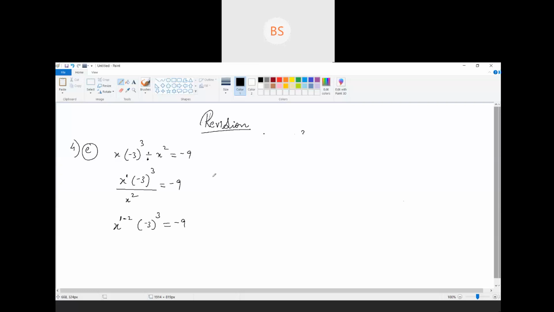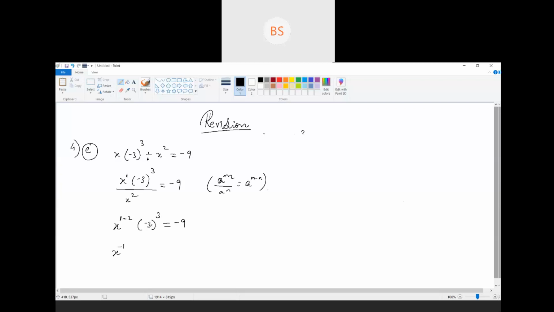Here I am applying this law: a raised to m upon a raised to n is equal to a raised to m minus n. This formula I applied for this x raised to 1 upon x raised to 2. So it became x raised to 1 minus 2, and the remaining terms I wrote as it is. Now x raised to 1 minus 2 will be x raised to minus 1.